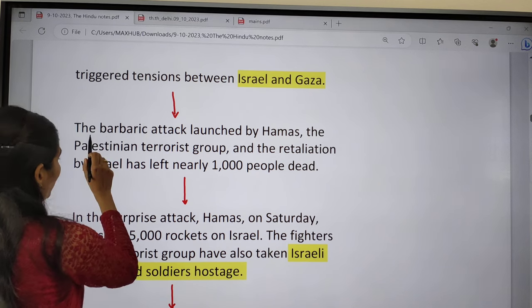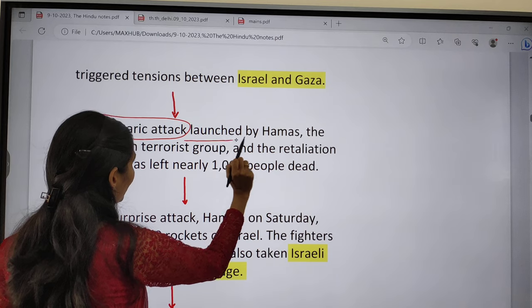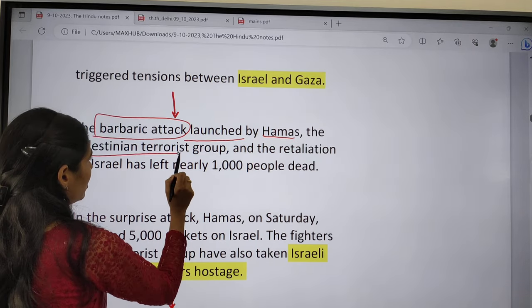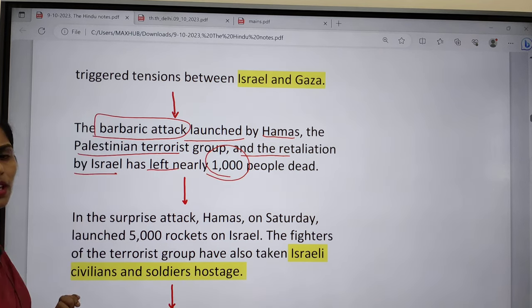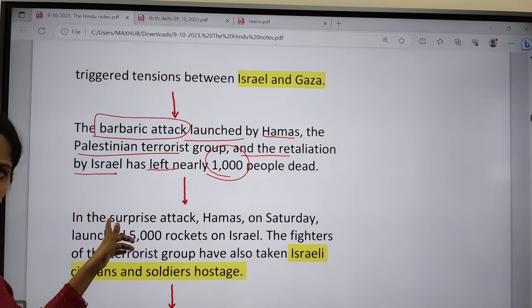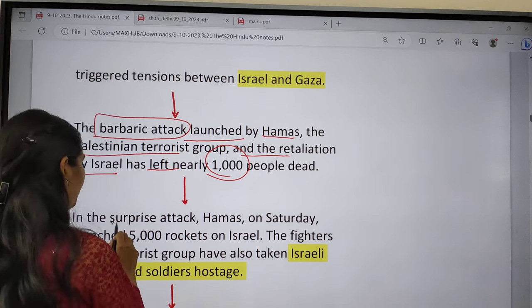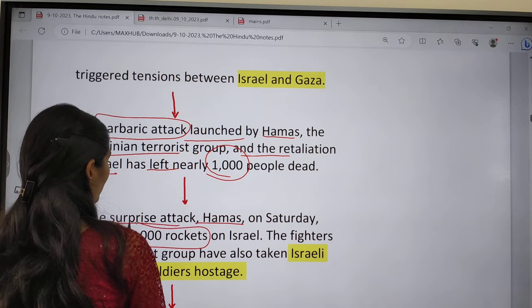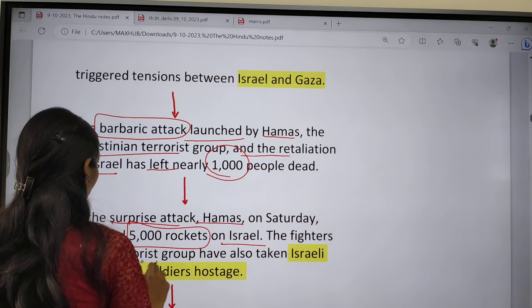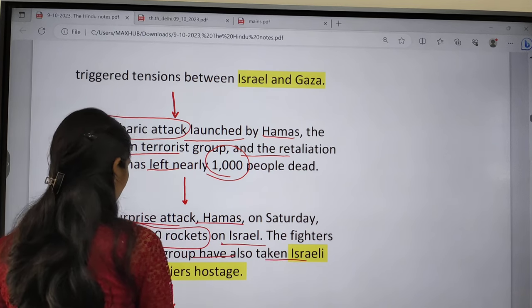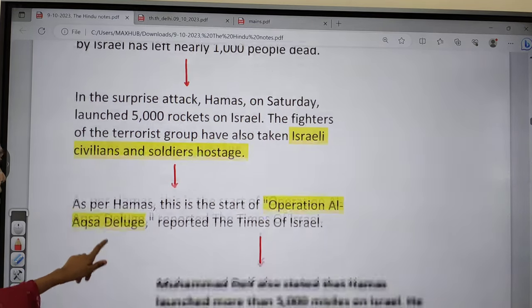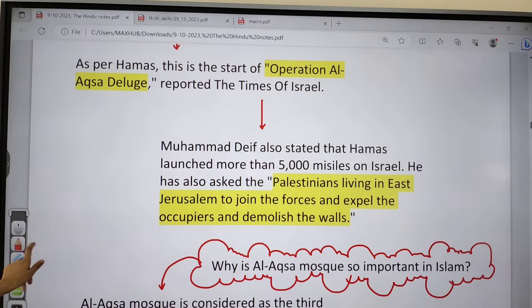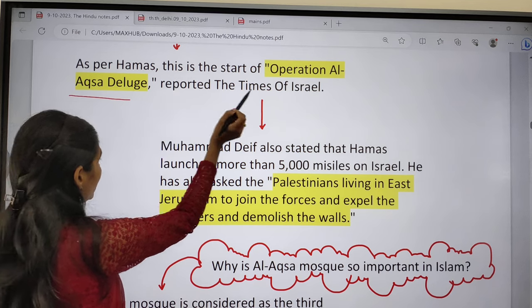And what happened recently: a barbaric attack launched by Hamas, the Palestinian terrorist group, and the retaliation by Israel has left nearly 1,000 people dead. In the surprise attack, Hamas launched about 5,000 rockets on Israel. The fighters of the terror groups have also taken Israeli civilians and soldiers hostage. So Israeli civilians were taken hostage, and soldiers have also been taken hostage. As per Hamas, this is the start of Operation Al-Aqsa Deluge. So this is reported.